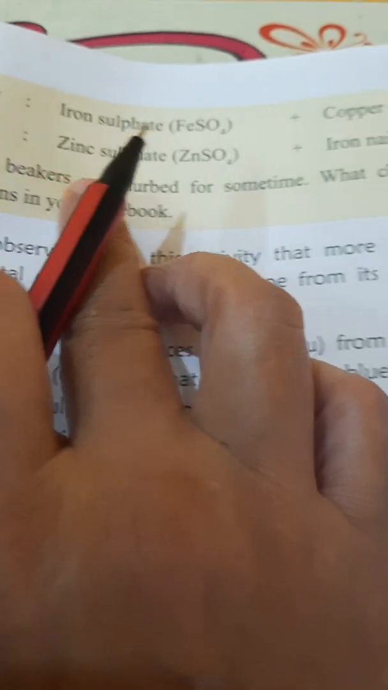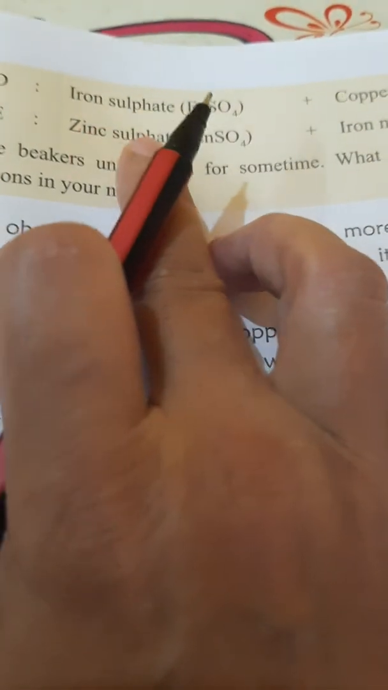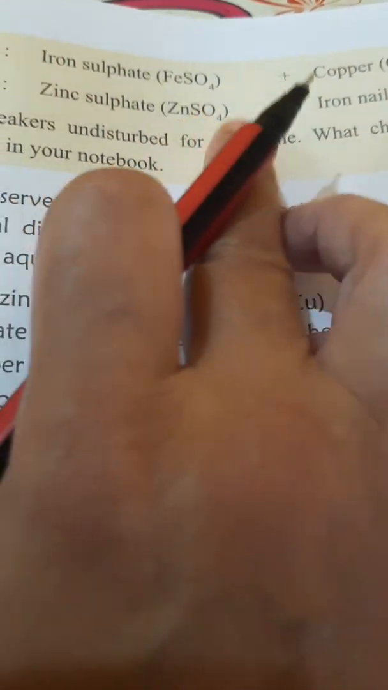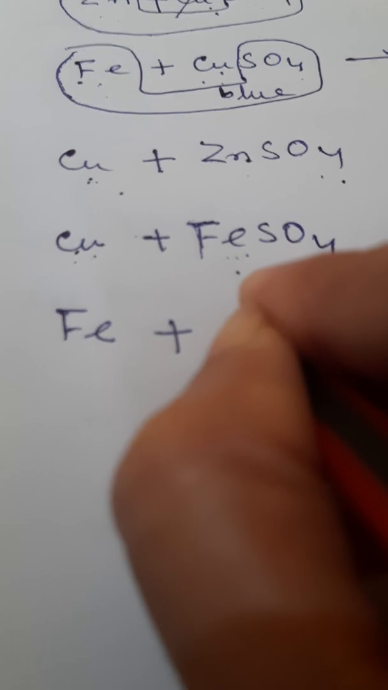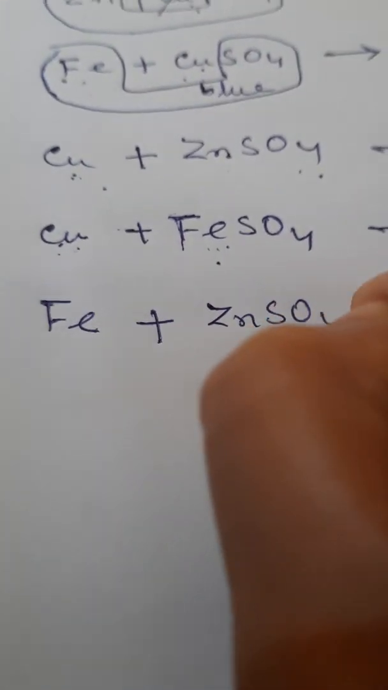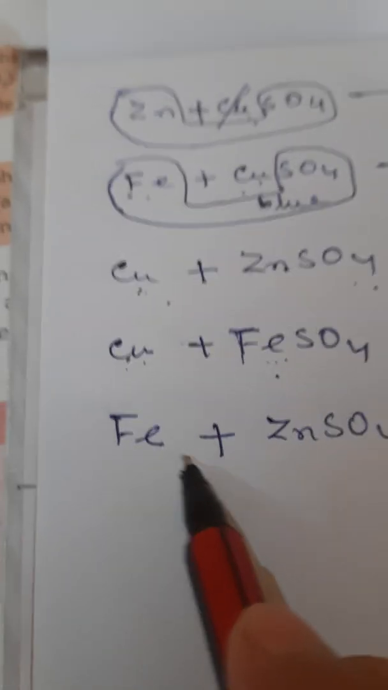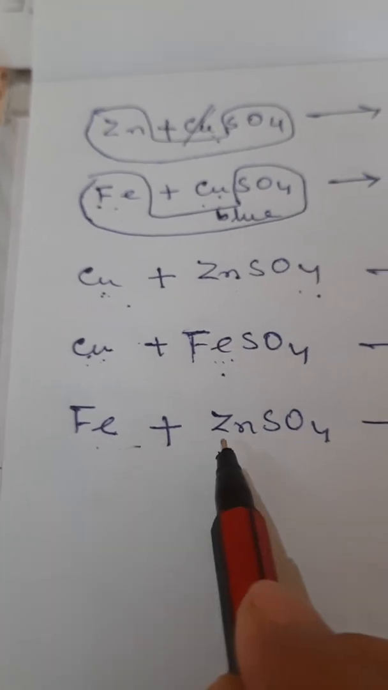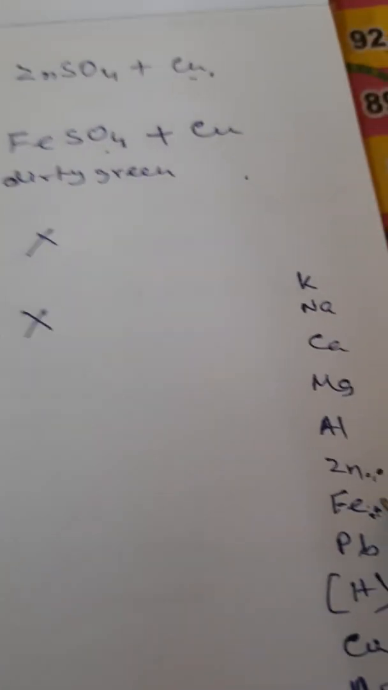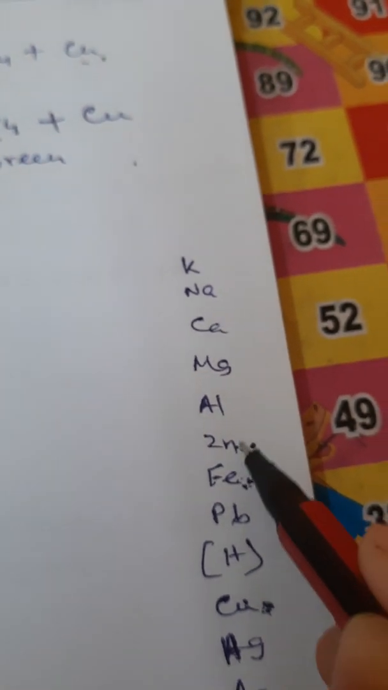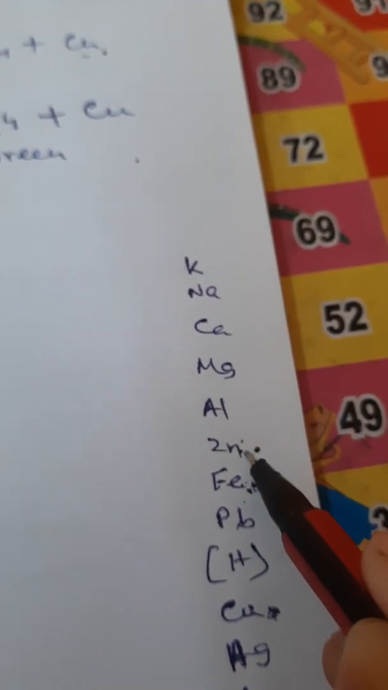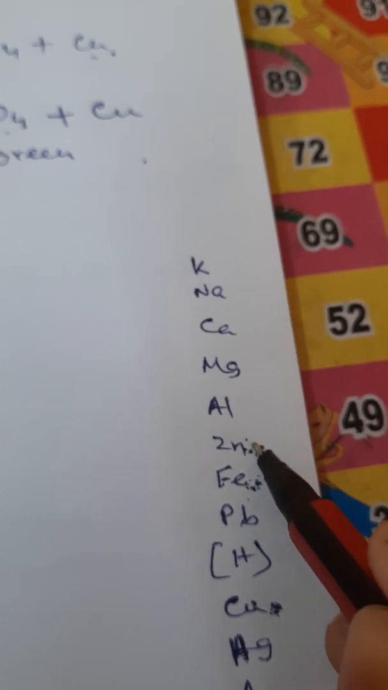Look here, in beaker E, some iron nails, that means Fe, are kept in zinc sulfate solution, ZnSO4. Again, your two metals are here, iron and zinc. Find out, children, the position of iron and zinc. Look, zinc is above iron. The position of zinc is above iron in the reactivity series.